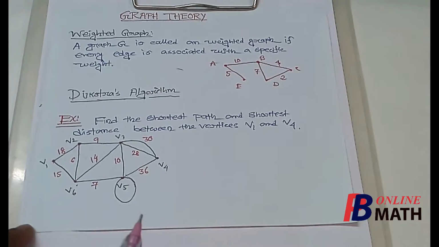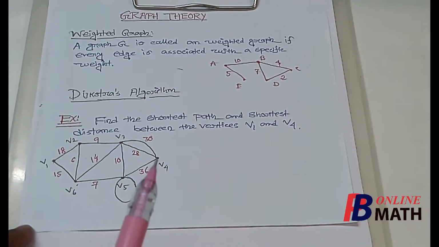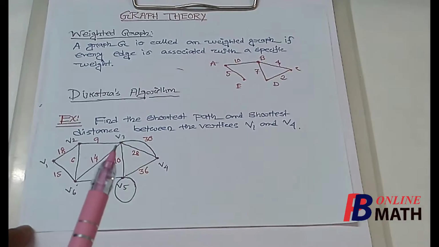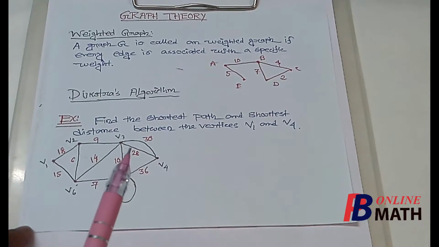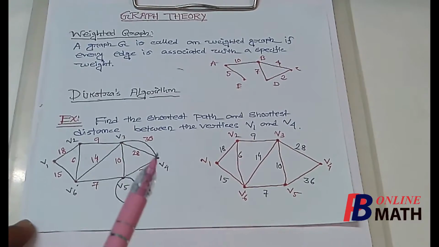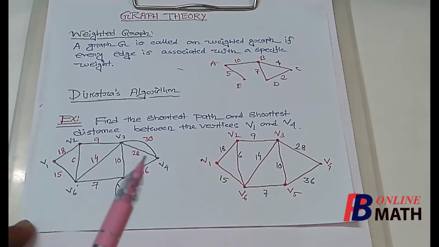For that we shall remove this self loop, and out of these two parallel edges we shall keep the edge which has the minimum weight. So out of these two edges, this edge has the minimum weight, which is 28. So we shall keep this edge and we shall discard this edge. So let us draw the graph again. This is the corresponding simple graph. We have removed the self loop and the parallel edge which has the maximum weight.